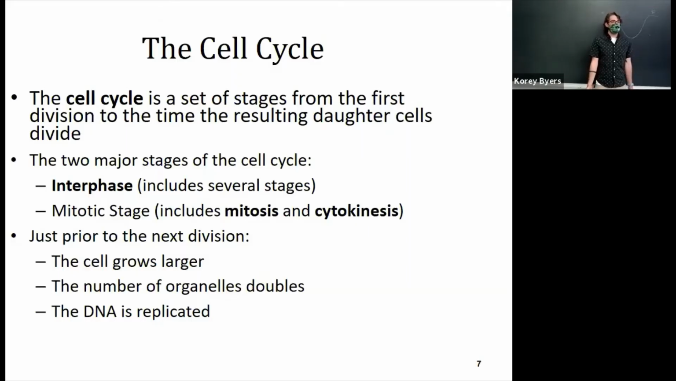A cell is a living thing, even though if we think about a skin cell, it doesn't really exist on its own. It's part of our organ, part of our tissues, but it is a living individual cell. And so that cell goes through a cycle, its life cycle. It's a set of stages from the first time it divides until it divides again.